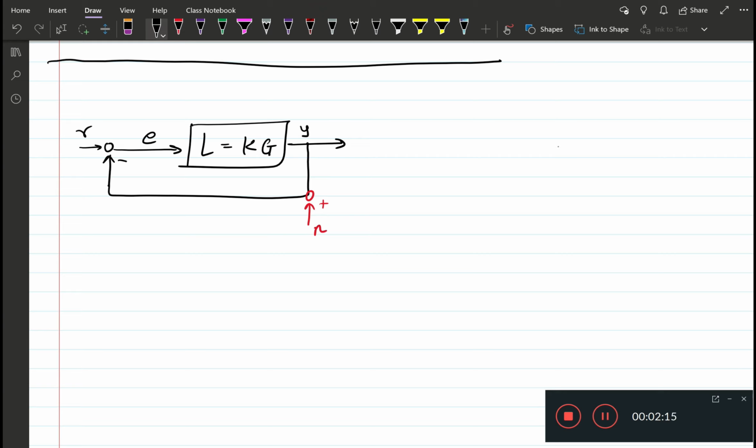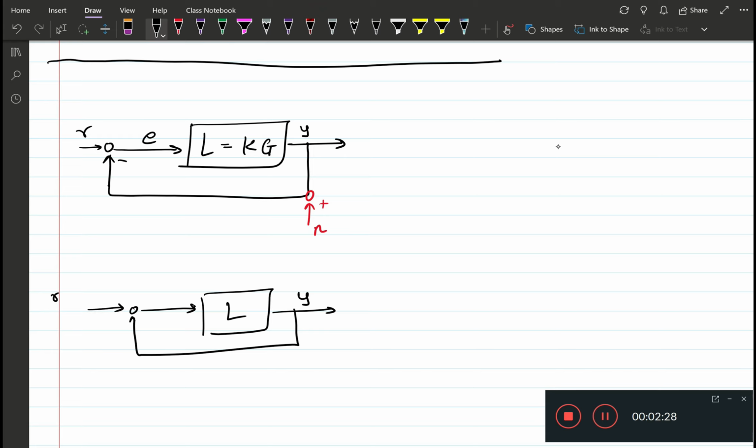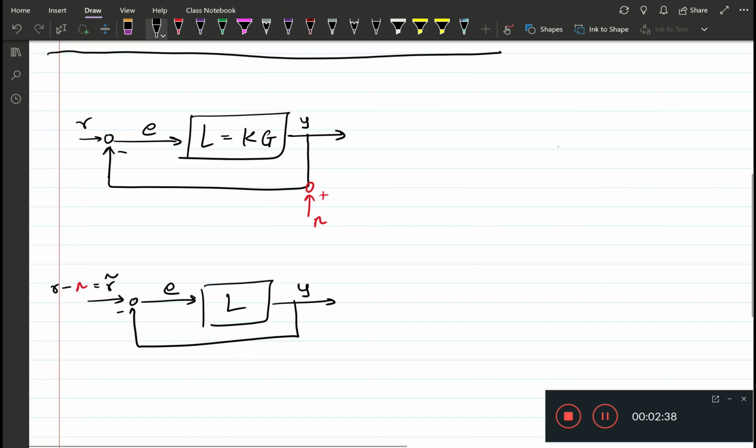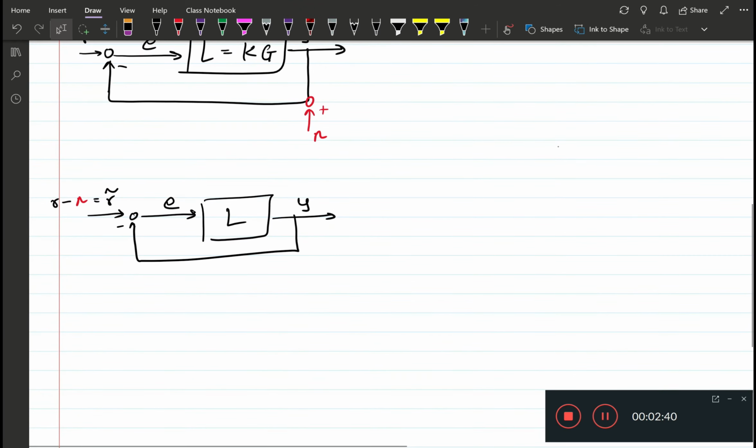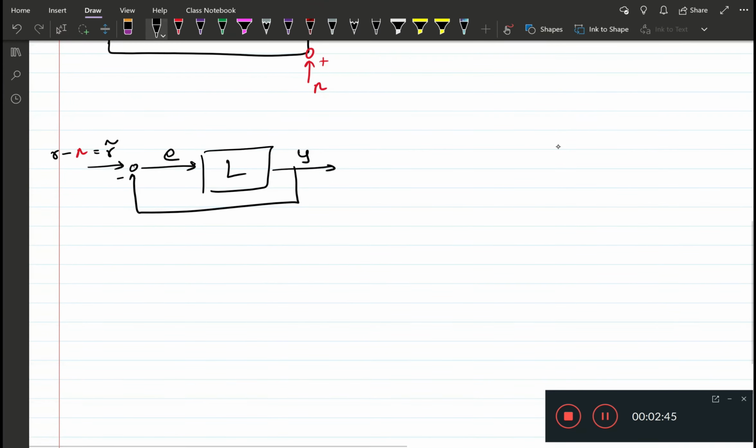Now this loop is the same as this loop. If I pull the noise in here and I call this thing R minus the noise as some R tilde, and then this is E. So I've just pulled in the noise here. So now let's calculate the transfer function from R tilde to E.